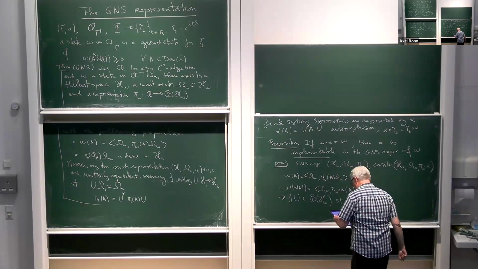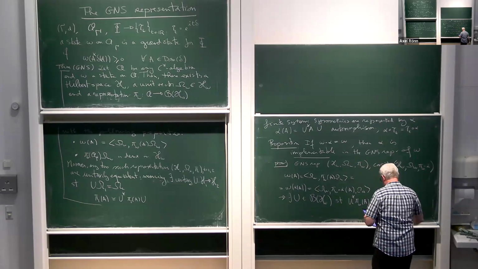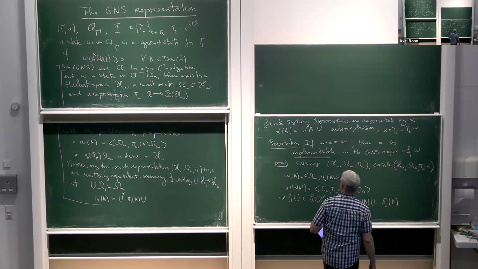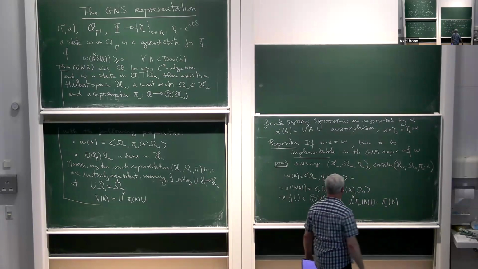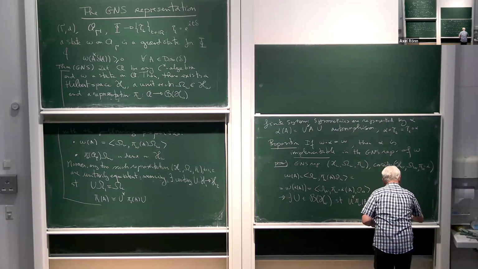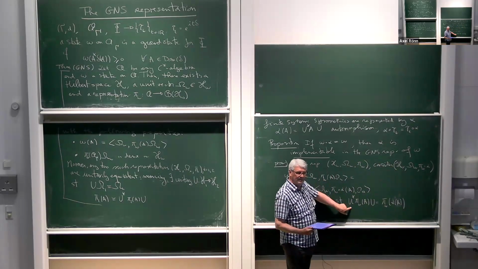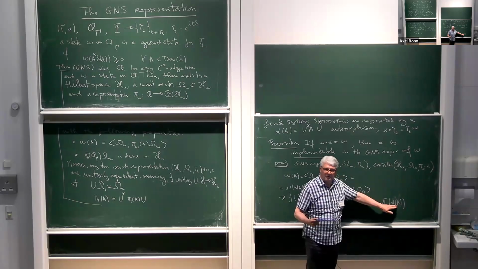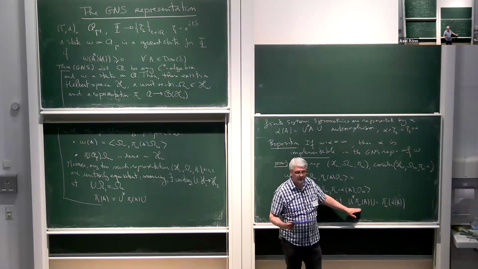And when I say this about U, I can say it about U star, since of course omega is invariant under alpha, it's also invariant under alpha inverse. So this is what we mean by unitary implementation. The action on the observable algebra by automorphism becomes the adjoint action by the unitary.